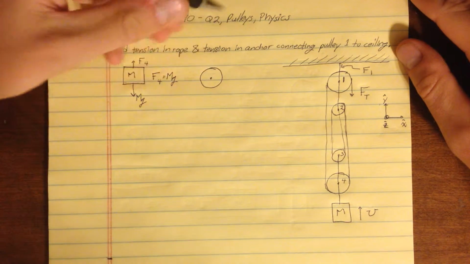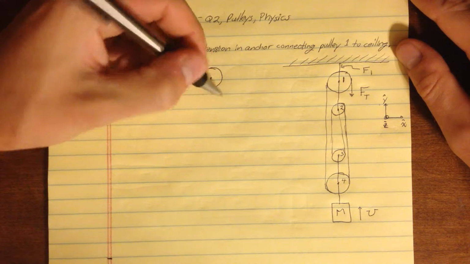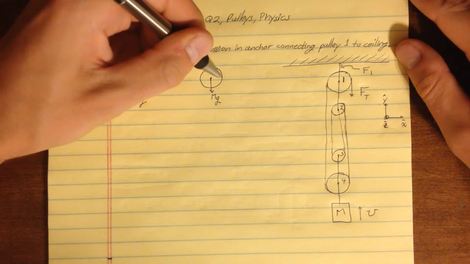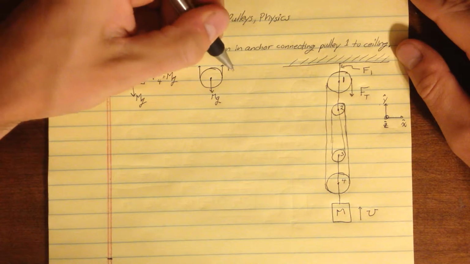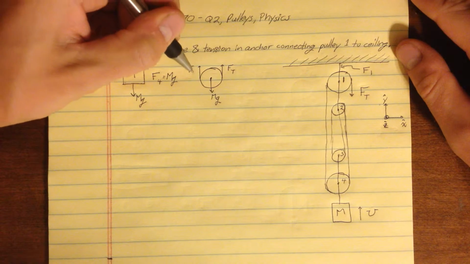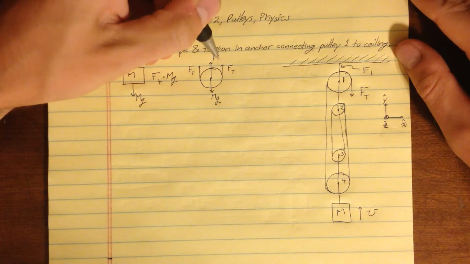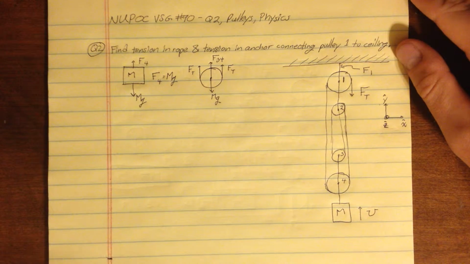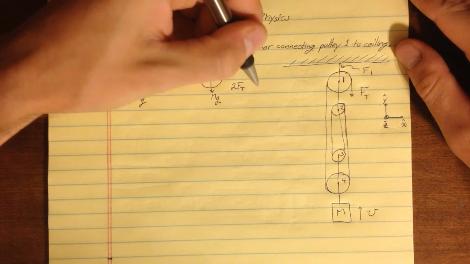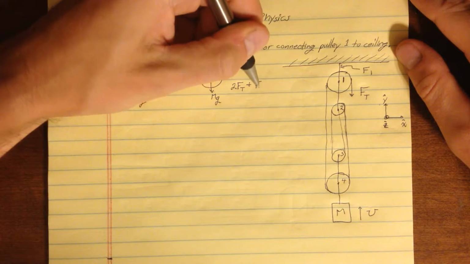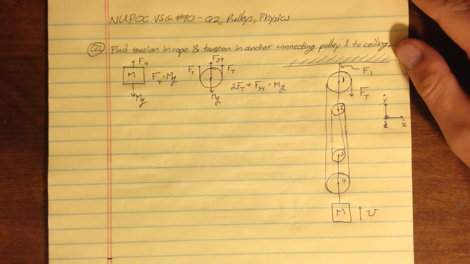Now let's look at pulley 4. At pulley 4 we have pulling down F4, which we've said is mg, and we have the tension of the rope pulling up on both sides of the pulley, and we've got this connection to pulley 3 here, so let's call that F34. So we can say that 2Ft plus F34 equals mg.